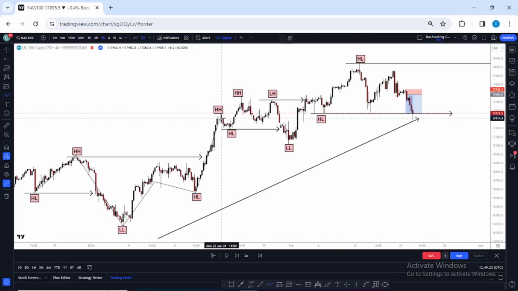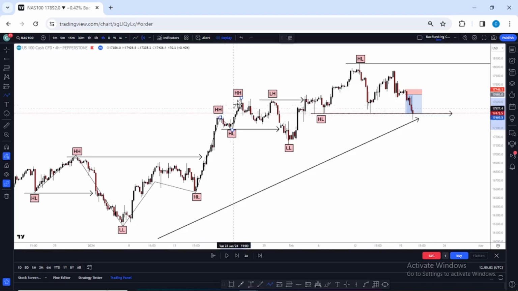So after this higher high was created, what did price do next? It came back down to create a higher low. Why is this our new higher low? Because this higher low is higher than its previous higher low. After this higher low was created, what did price do next? It went back up to create a new higher high. Why is this a higher high? Because this high is higher than its previous high.